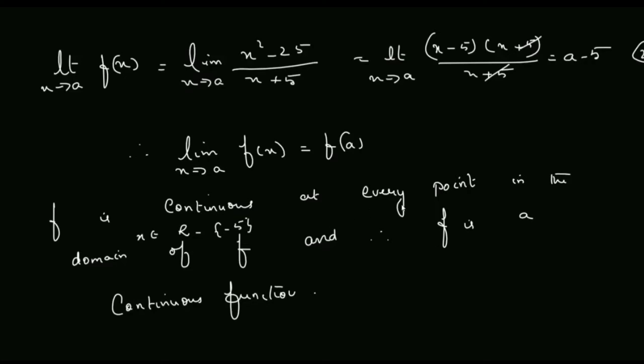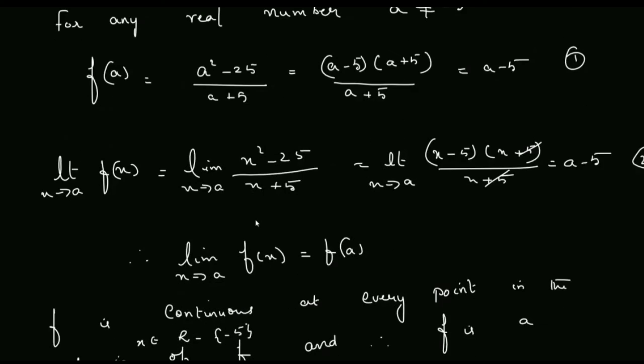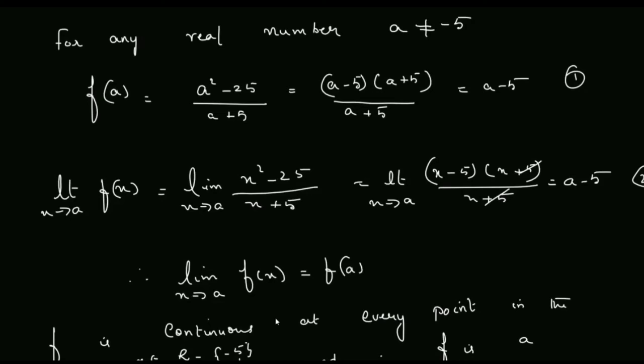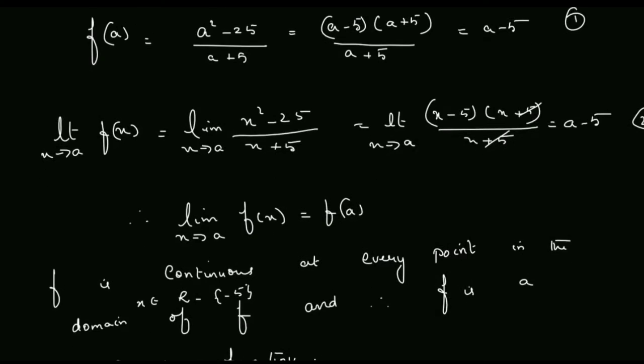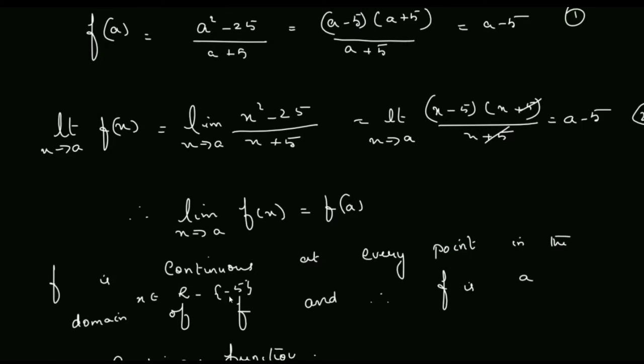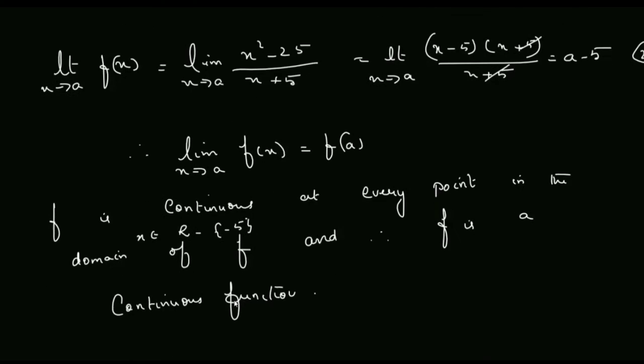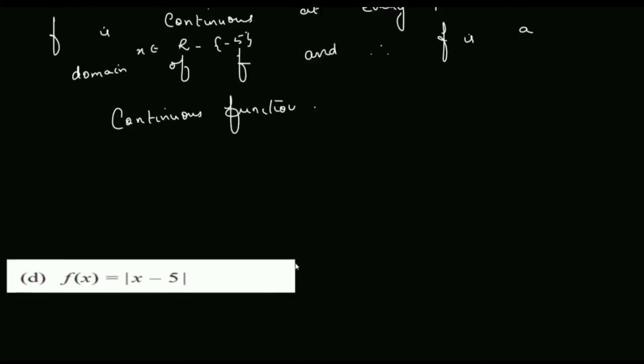It is continuous at every point in the domain. The domain is actually the set of all real numbers except minus 5, because at minus 5 the function is not defined. So x is R minus, remove that minus 5. So it is continuous at every point in the domain. Therefore the function is a continuous function.